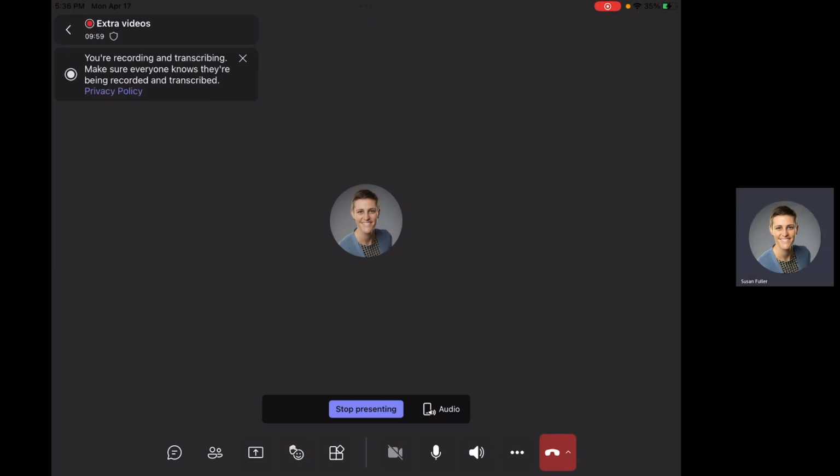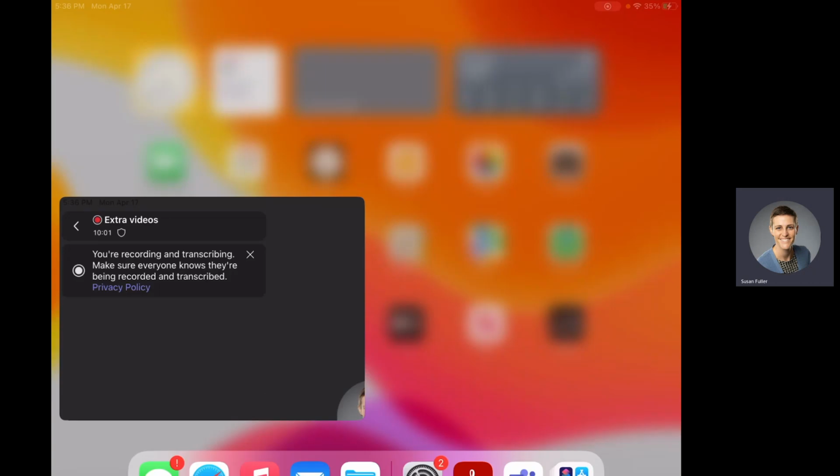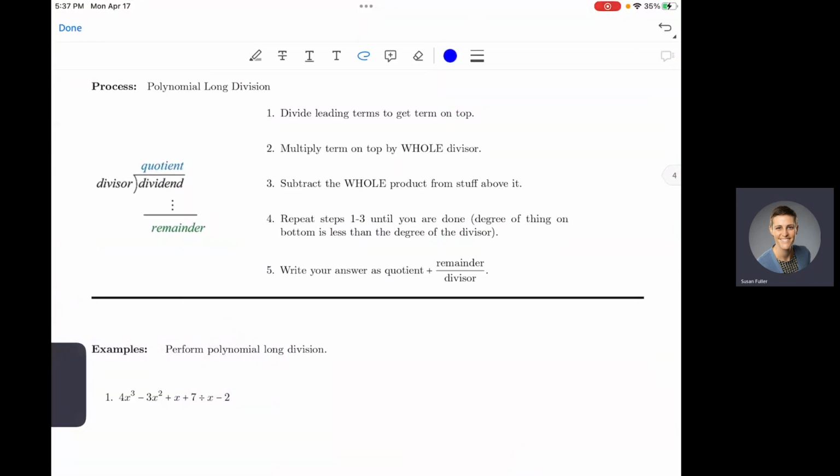All right, y'all. I wanted to do a video for you to help with polynomial long division. We did not get to this in class today, but we're going to need it as we continue on in homework 12. So let's refresh our memory about how polynomial long division works.